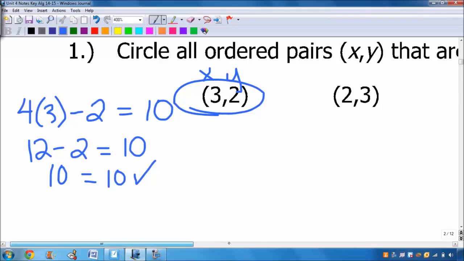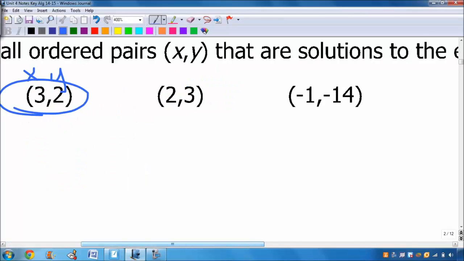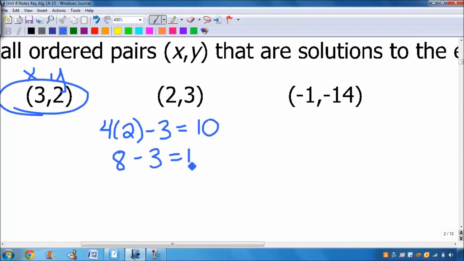The next one, (2, 3). Let's see if that one works. So I'm going to say 4 times 2 minus 3 equals 10. 4 times 2 is 8. 8 minus 3 is 5. And then I end up getting 5 equals 10, which is not true, so this is not a solution.